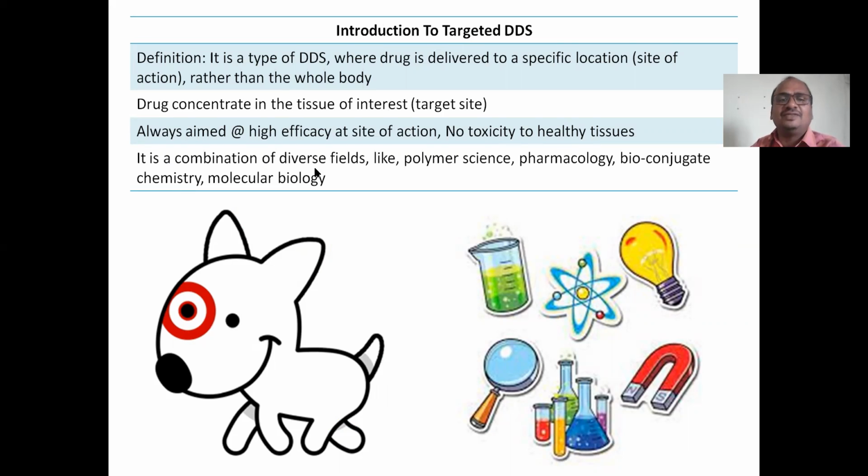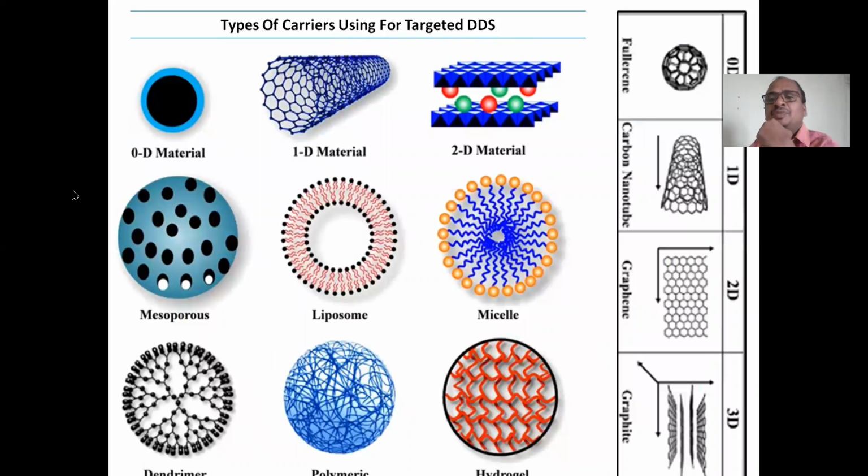Keep in your mind, it is a combination of diverse fields like polymer science, pharmacology, bioconjugate chemistry, molecular biology, electric fields, and magnetic fields. Everything I will explain to you in the slides. If you want to prepare the drug in the form of a targeted drug delivery system, we need some carriers. If you give the drug as it is, without any modification, the drug will circulate and travel throughout the body.